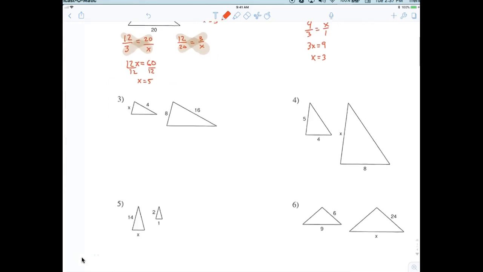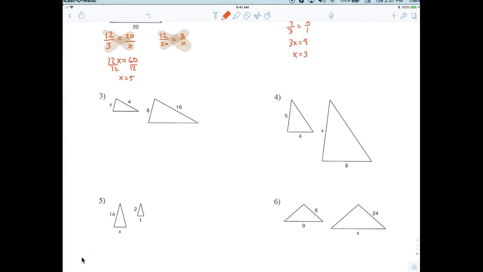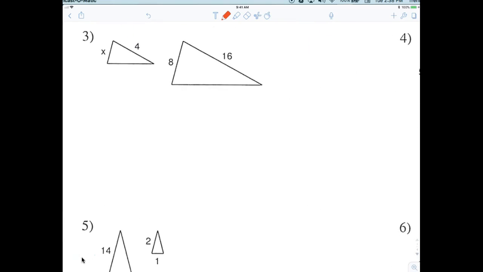All right? So, tell me about number 3. Okay. So it's 4 over x and 16 over 8. Wait a minute. Look at your notes. 4 over x. Oh, 16 over 8. 16 over 8. Now, here's the other thing I want to tell you guys. In my opinion, sometimes it's easier to simplify the fractions first. So 16 over 8 can be reduced to 2 over 1. 2 over 1.